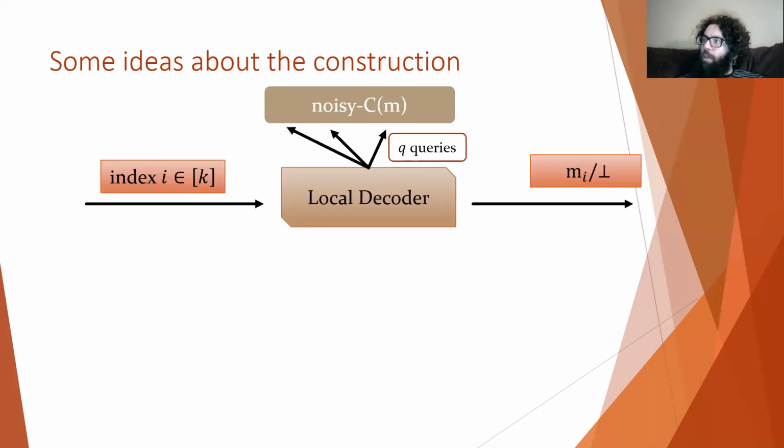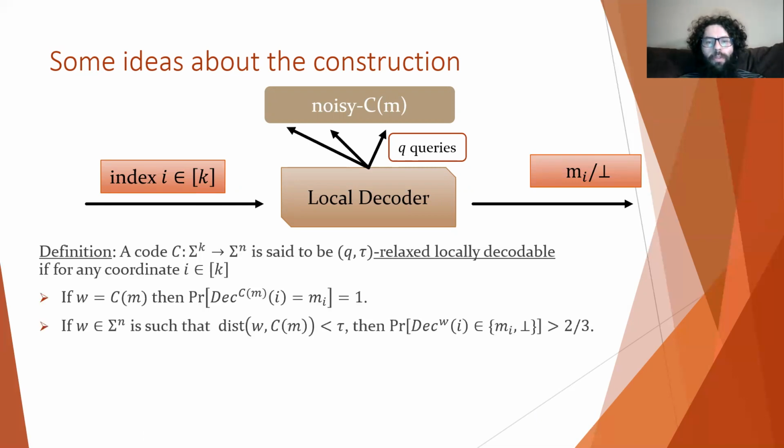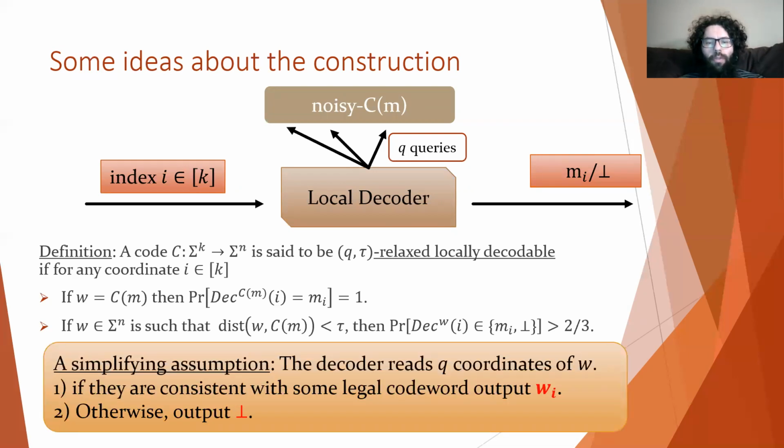All right, so remember this picture, and remember the definition of relaxed locally decodable codes. I'm going to make a simplifying assumption. Let's say the decoder reads some Q coordinates of W, and if these Q coordinates are consistent with some legal code word, then it just outputs W_i. Here I'm assuming that the first k bits of W are supposed to be just the message, so outputting W_i is right. If we see some inconsistency, then we take the easy way out and say, I found an inconsistency, so I don't play this game anymore. I reject. And if we see no inconsistencies, then we just return the ith bit of the word. This is the simplifying assumption.